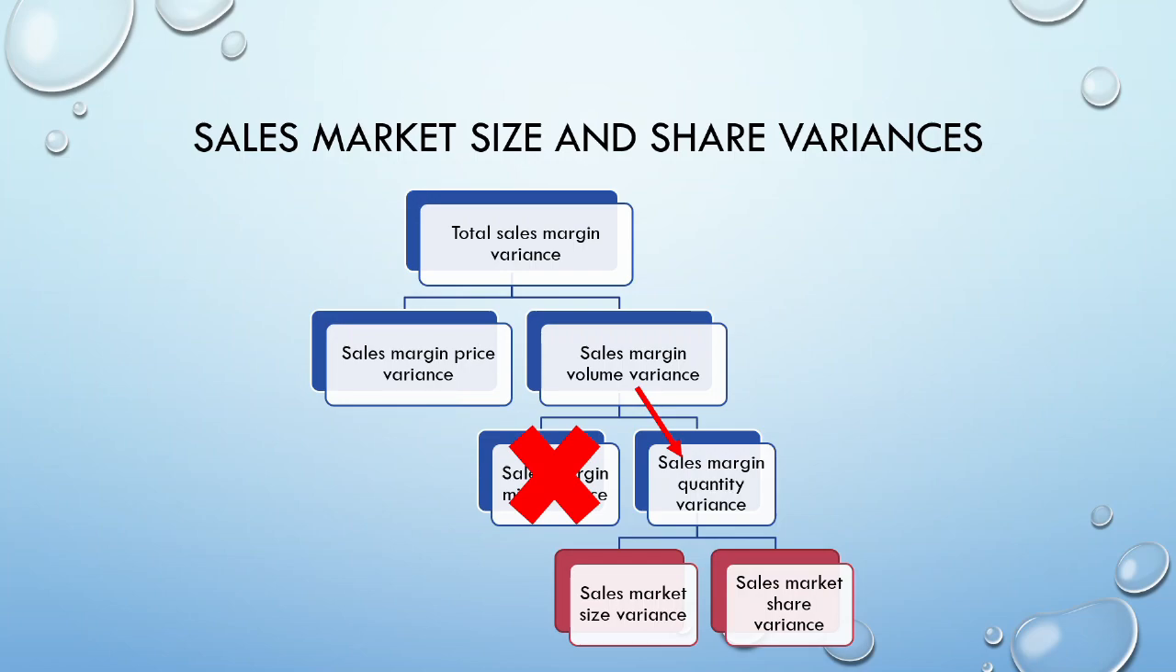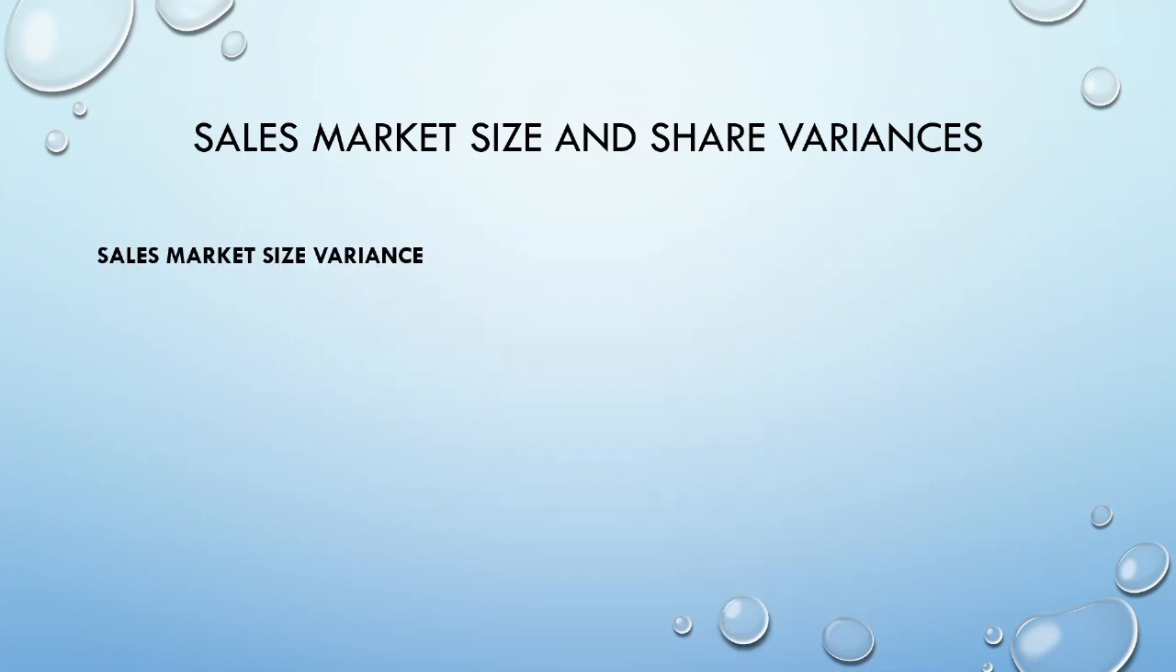Now, because our sales market volume variance and sales market quantity variances are equal, the sum of our sales market size and sales market share variances will add up to our sales market volume variance. It is important to note that we can only calculate these two variances when published industry statistics are available. So let's begin with the market size variance.